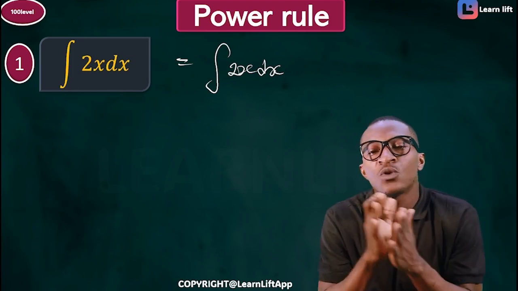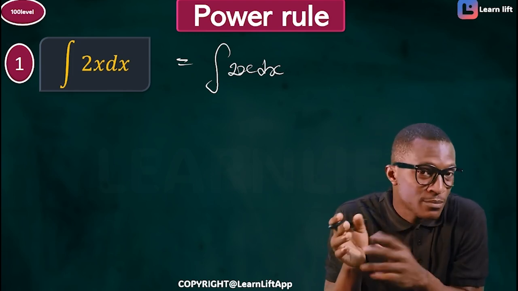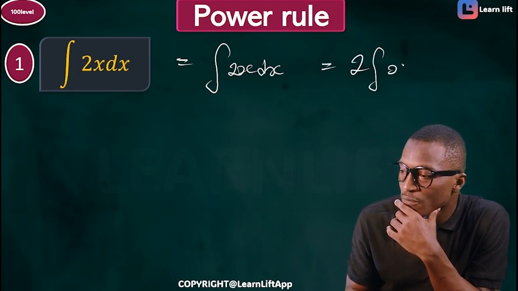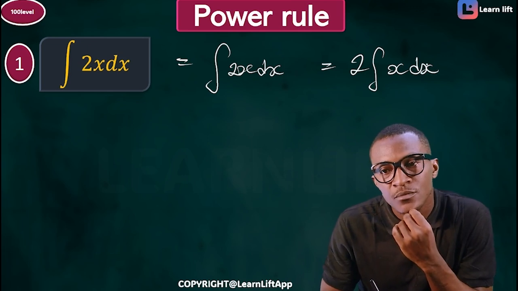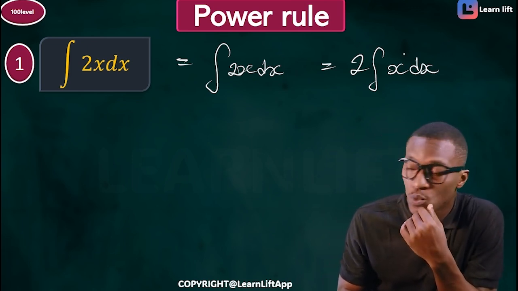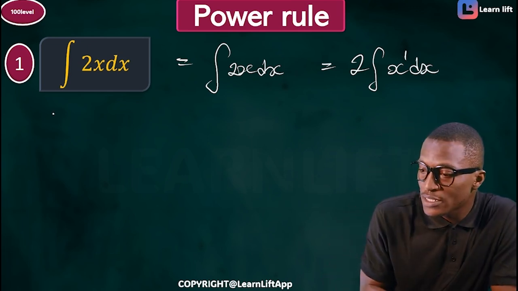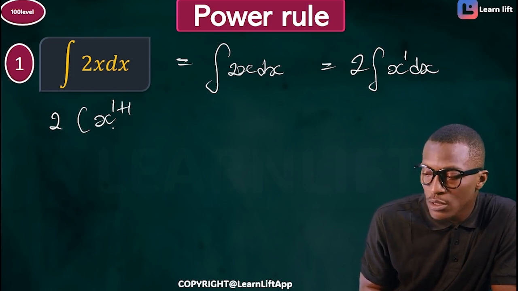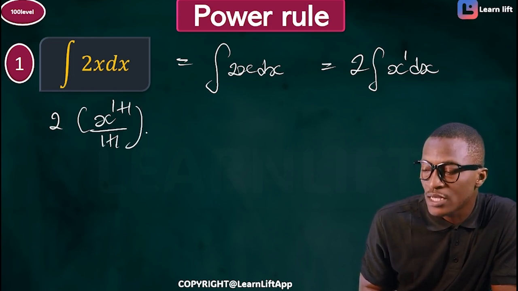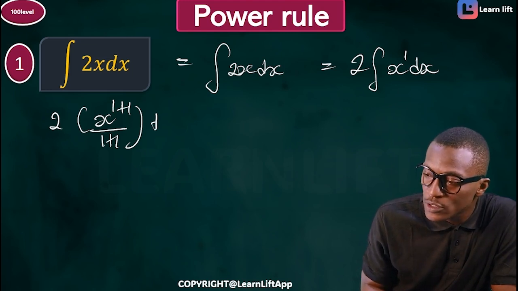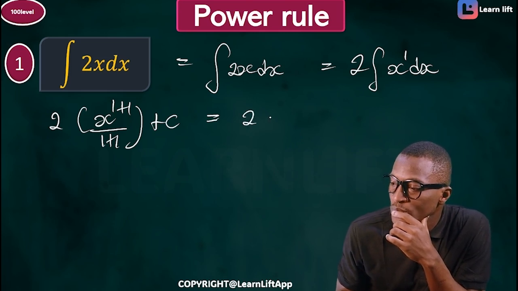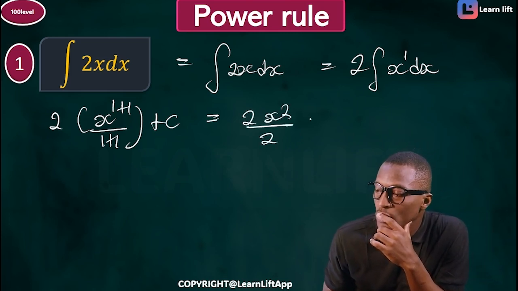Now, the first thing to always do, my people, bring out your constant. What I say, bring out your constant. 2 is a constant, right? So this now becomes 2 integral of x dx. Now, what's the power of x here? The power of x here is 1. So this will practically be 2, according to that power, bracket open, x raised to power 1, which is the power, plus 1, all over 1 plus 1, bracket close. Always put your constant plus c. Are you seeing that? So this practically becomes 2 x squared all over 2 plus c.